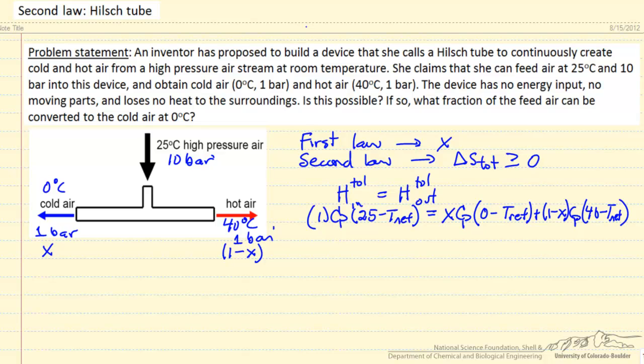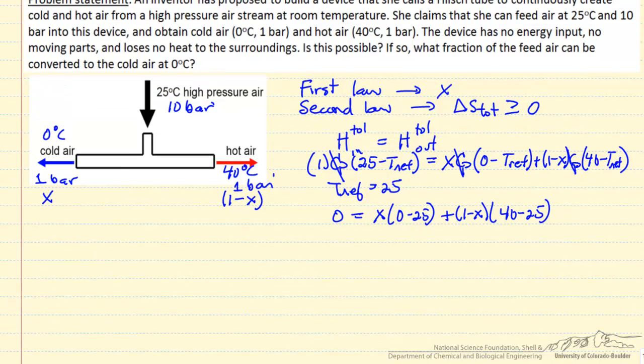Now I can simplify this, so clearly the heat capacity I can cancel out, and the reference temperature is arbitrary, so let me make the reference temperature 25 degrees. Left side is 0, right side is X times 0 minus 25, and 1 minus X times 40 minus 25. We can pick any reference temperature as long as they're consistent. We're going to get the same answer. This simple equation, we can solve for X. We get X equals 0.375.